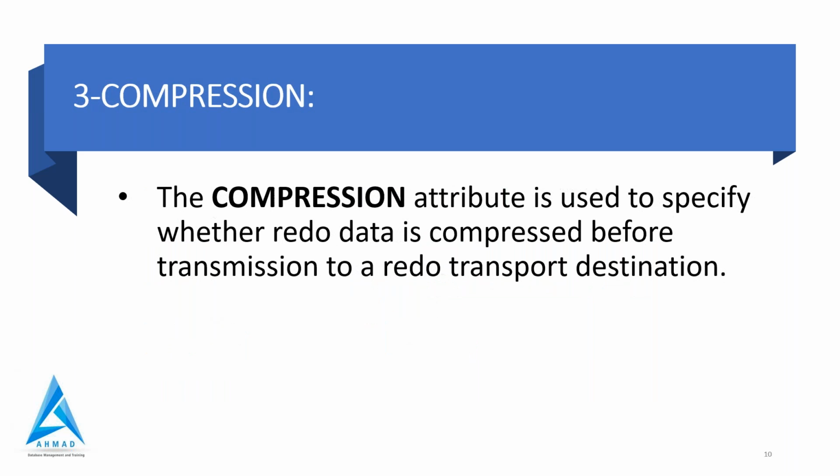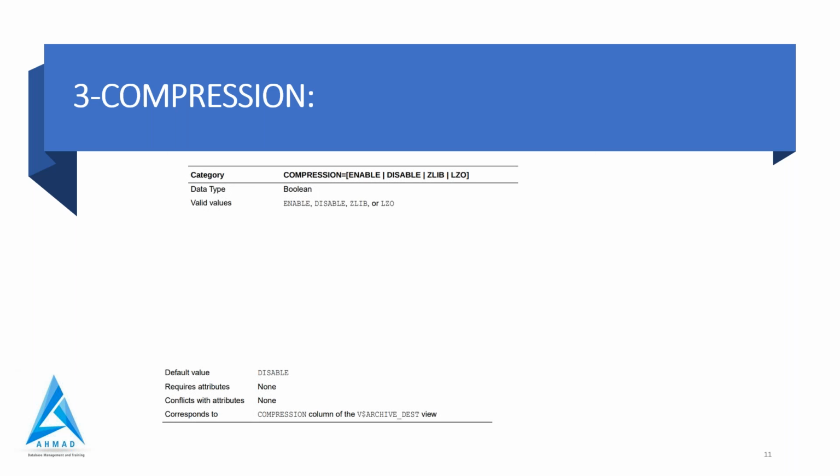Okay, so third is compression. The compression attribute basically specifies whether the redo is compressed before transmission to a redo transport destination. Redo transport compression is a feature of the Oracle Advanced Compression option, and you must purchase a license for this option before using redo transport compression. So that is the condition. The values are COMPRESSION equals ENABLE, DISABLE, ZLIB and LZO, which are the algorithms. By default, it is disabled.